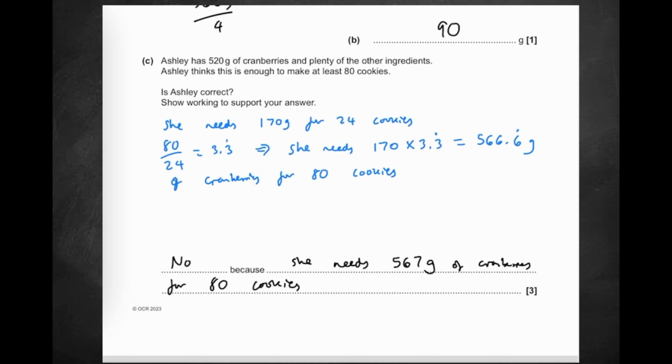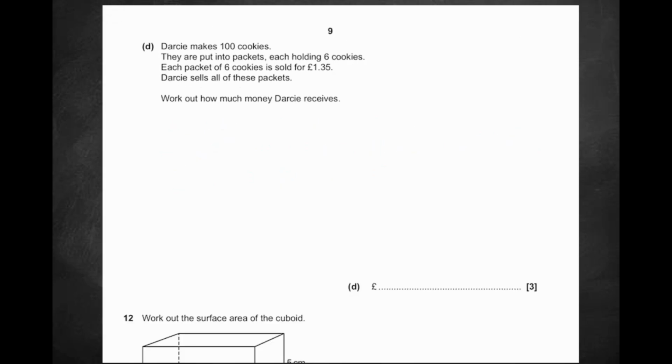Part D. Darcy makes 100 cookies. They are put into packets, each holding 6 cookies. Each packet of 6 cookies is sold for £1.35. Darcy sells all of these packets. How much money did Darcy receive?